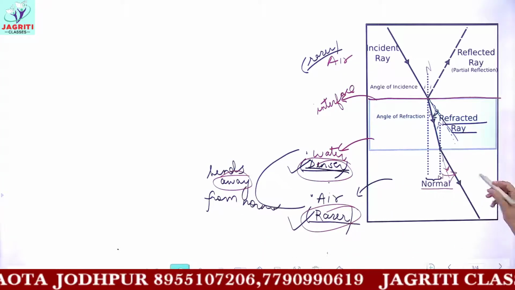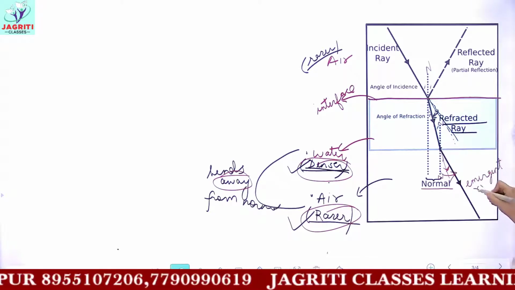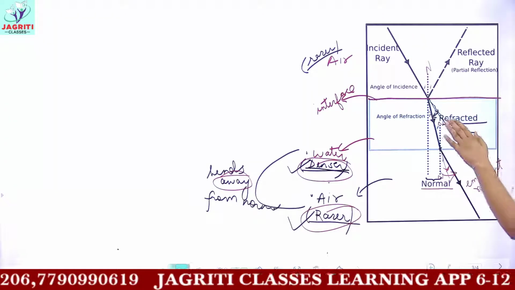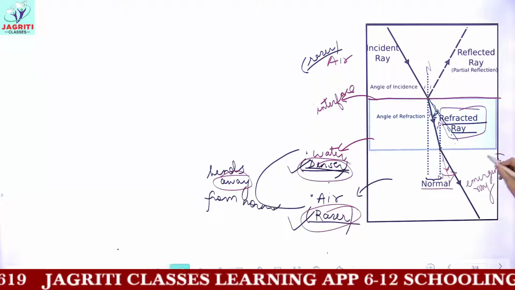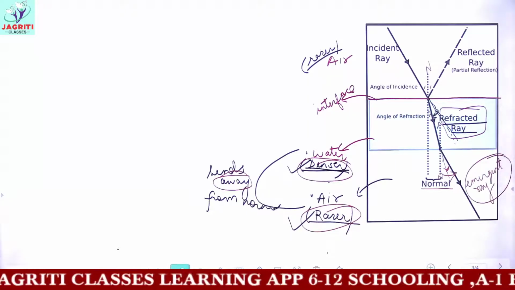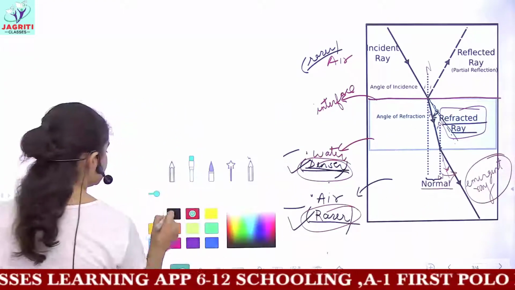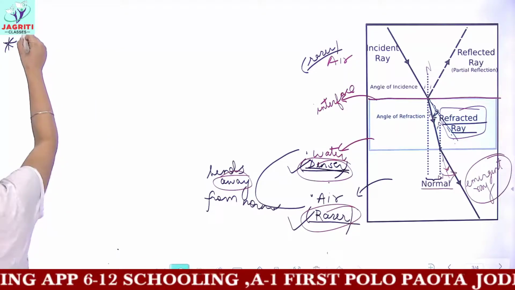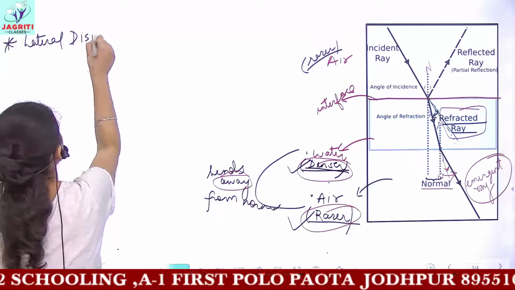This ray is also known as the emergent ray. The first ray is known as the incident ray, then you have the refracted ray, and then the ray which comes out is known as the emergent ray. And now you have to learn some more concepts here. One important term is lateral displacement.